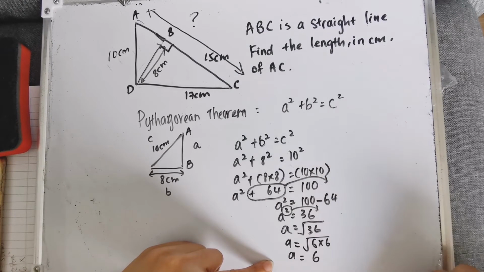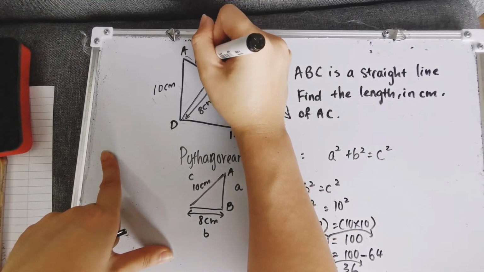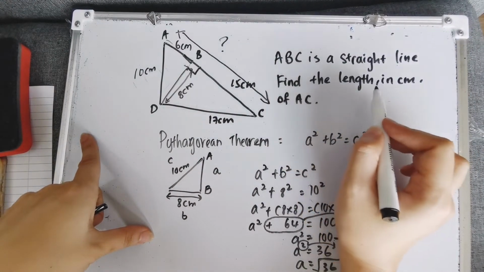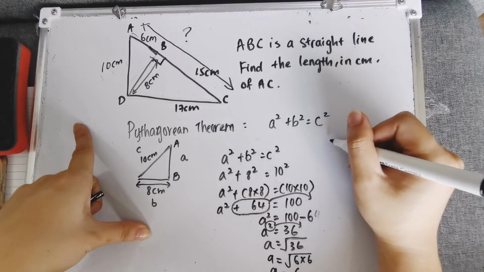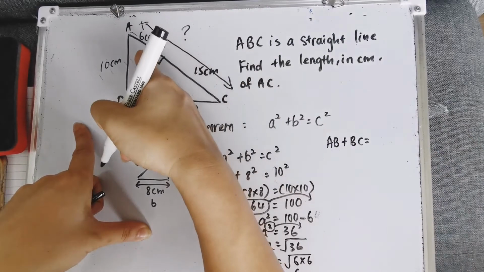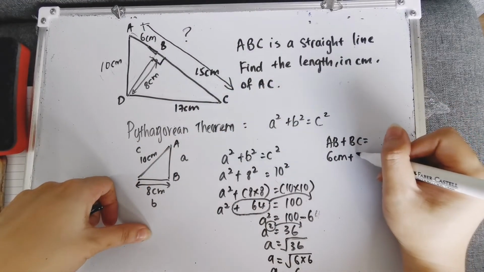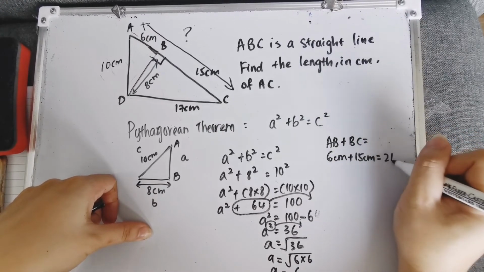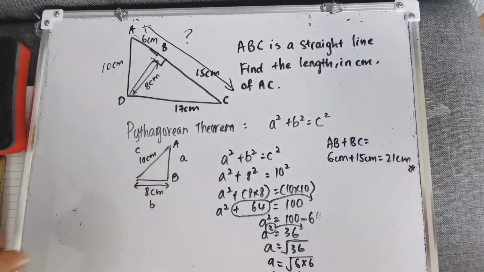So 6. Okay? So A to B is 6 cm. The question asks us to find the length in cm, A to C. So my AB plus BC. My AB is 6 cm, my BC is 15 cm. So 6 plus 15 is 21 cm. So the answer is 21 cm.